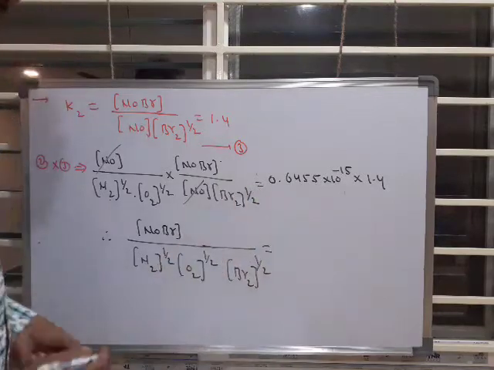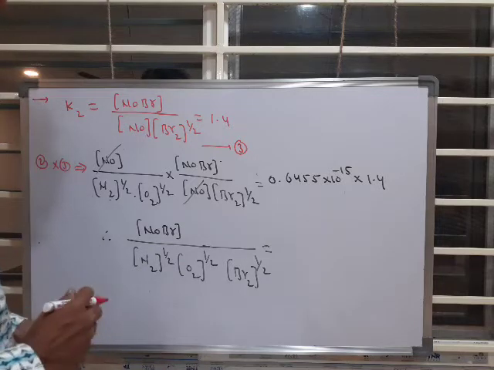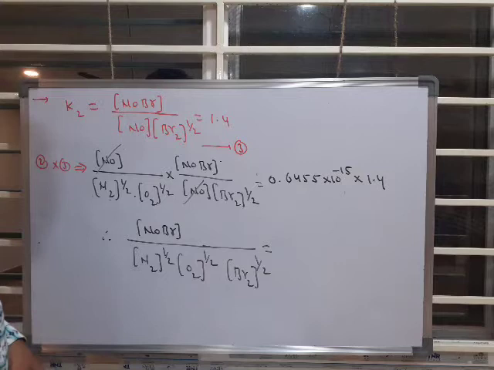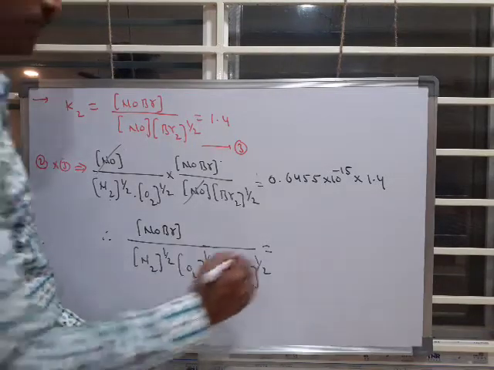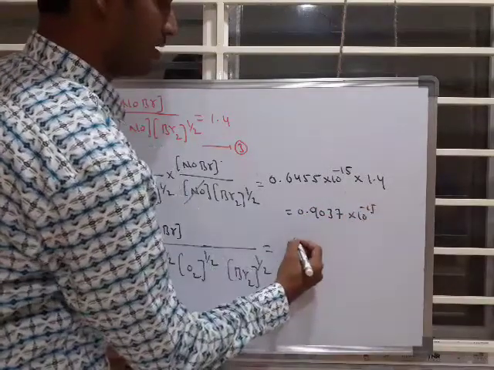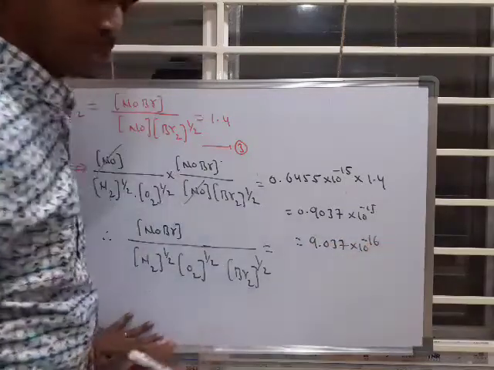So on this calculation we will get the answer. On overall calculation we get 0.6 into 1.4, that is NOBr. So overall we get 9 point something: 0.9037 into 10 power minus 15, or 9.037 into 10 power minus 6. There are no particular units.